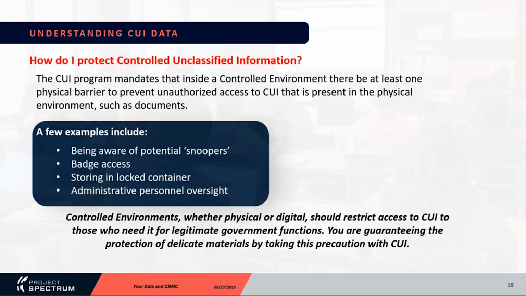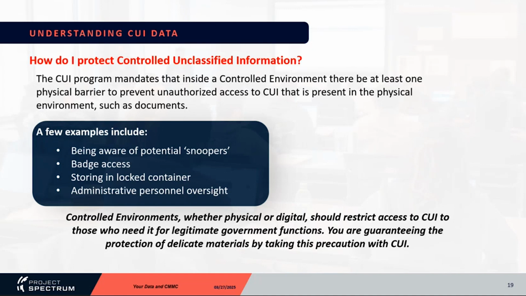So when it comes to protecting controlled unclassified information, you need to make sure that all of this data falls inside a controlled environment. There needs to be at least one physical barrier to prevent unauthorized access to CUI that is present in the physical environment, like documents. As much as we try to be a paperless society, we are still going to have paper because paper is easier. Power goes out, internet is down, paper still works.